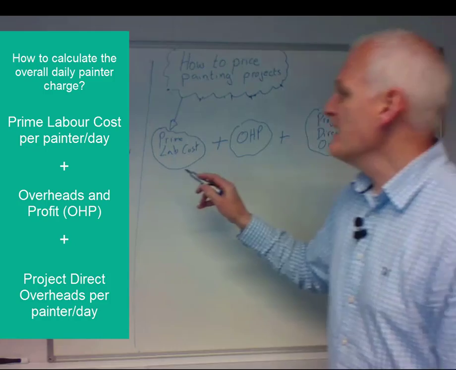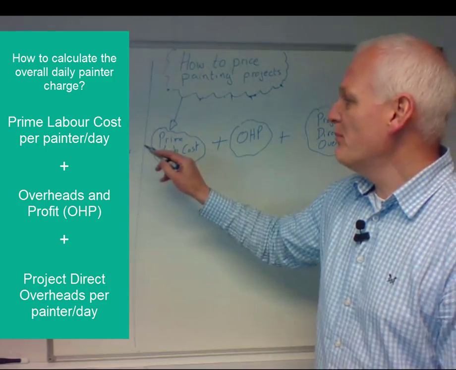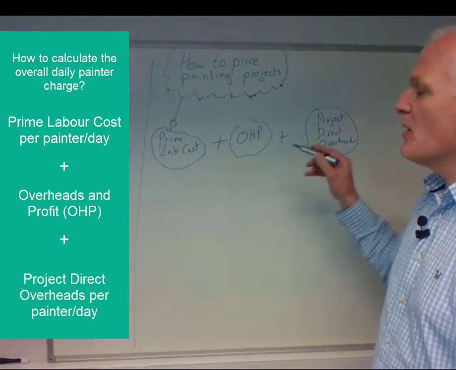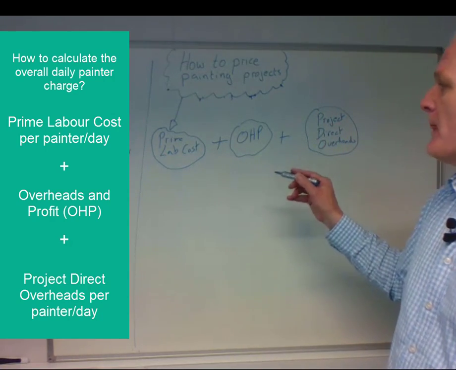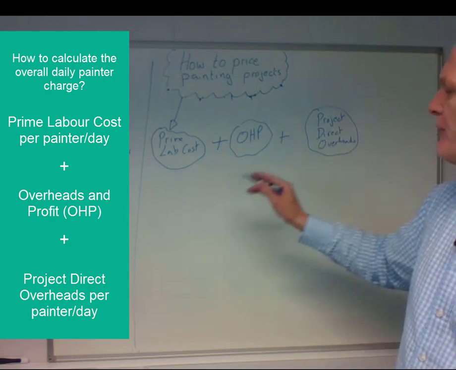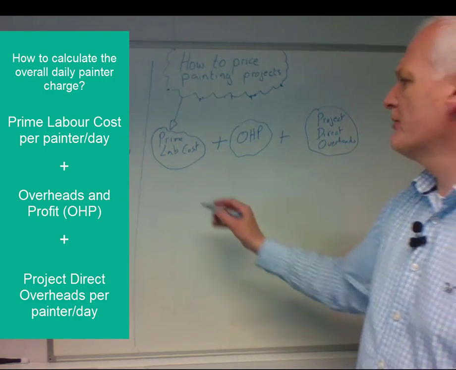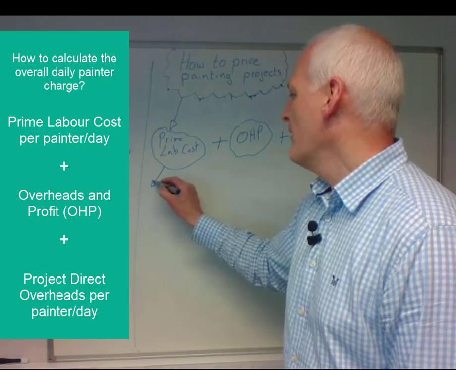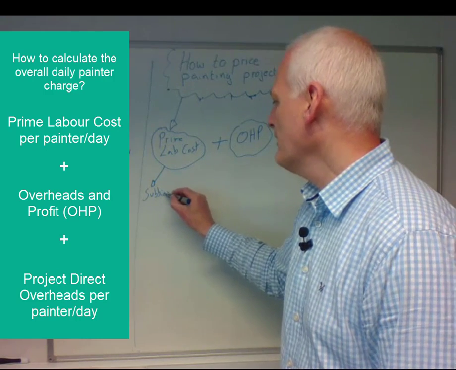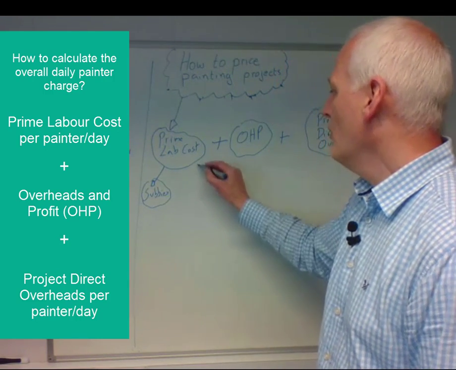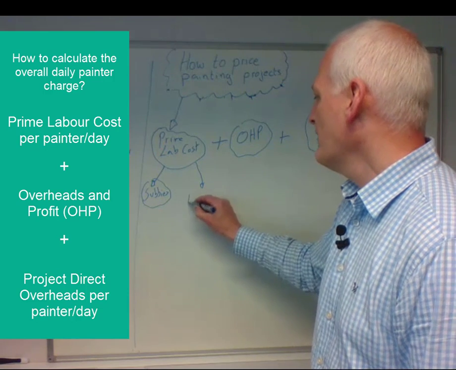Now this is a daily painter charge. It's a cost per day per painter that you've got to build up here. So let's look at each of these three elements. If we look at the prime labour cost first, that's going to depend whether you're using subcontract labour or subbies, or whether you're using direct employees.